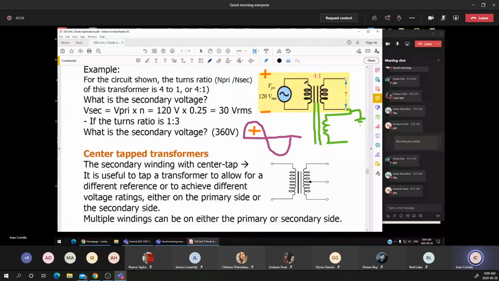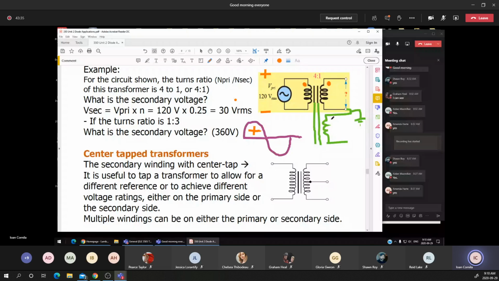Let's say that's the dot notation. I'll put a dot on this side of the transformer and a dot on this side of the transformer. What that means, and we'll discuss in detail this notation in electrical machines, is that with the dot notation, the two voltages are in phase.